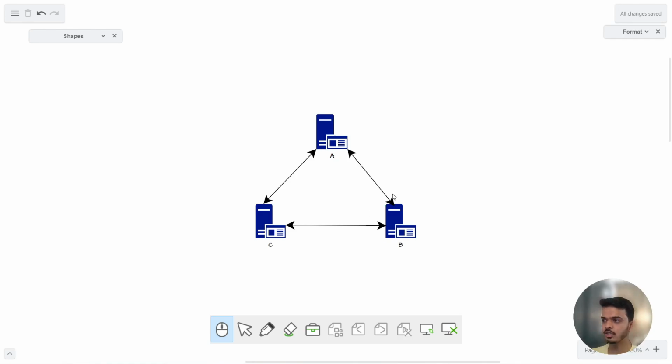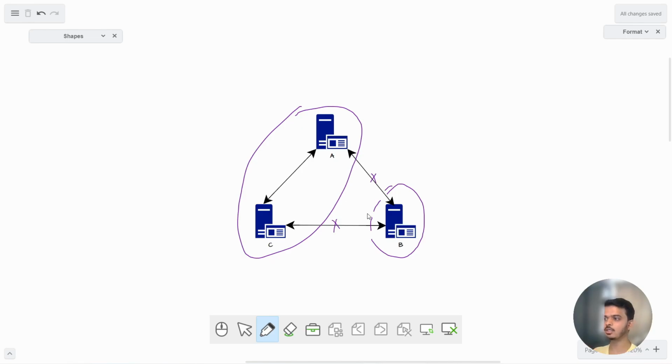So consider a scenario where application server nodes are connected with each other. Now because of some disruption or some network failure, node B gets disconnected from the other nodes in the network. So this leads to the formation of two independent subnets in the network. One subnet is node B, and another subnet consists of node A and node C.